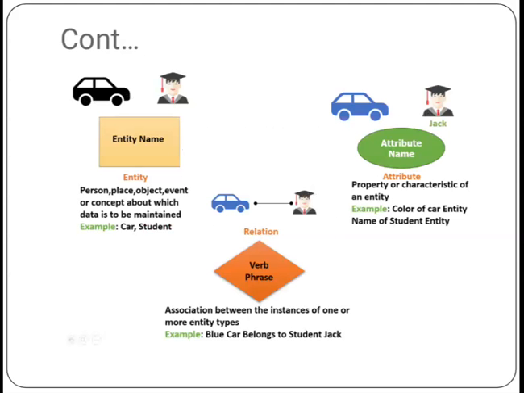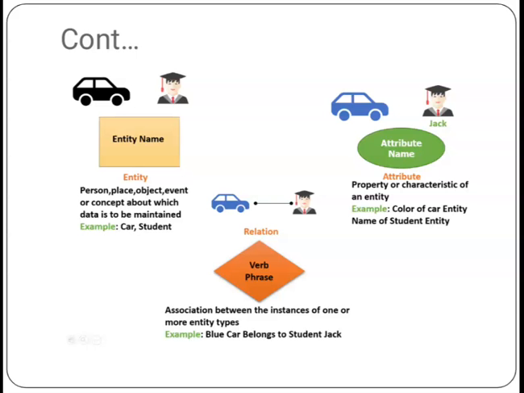See this example: entity name is represented in the rectangle symbol. An entity may be a person, place, object, event or concept about which data is to be maintained. For example, car and student. Car is one entity, and student is another entity.